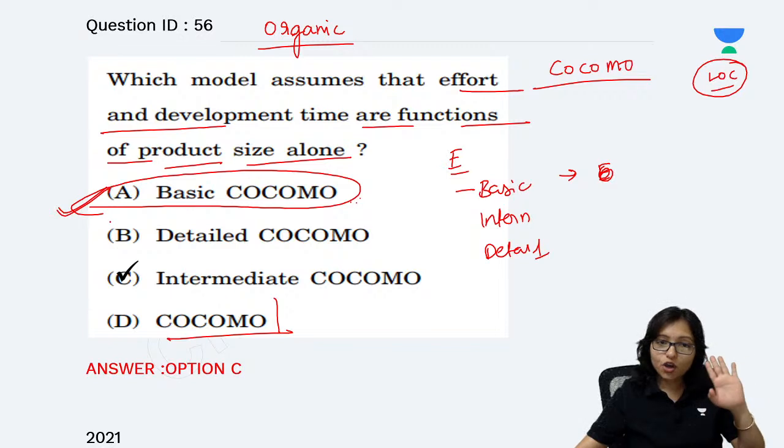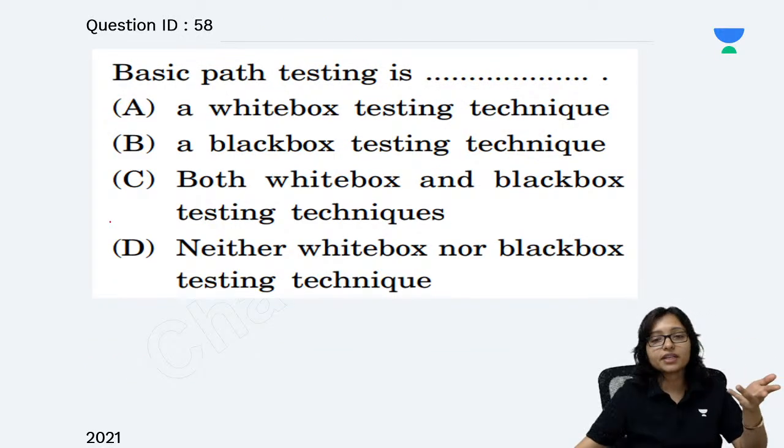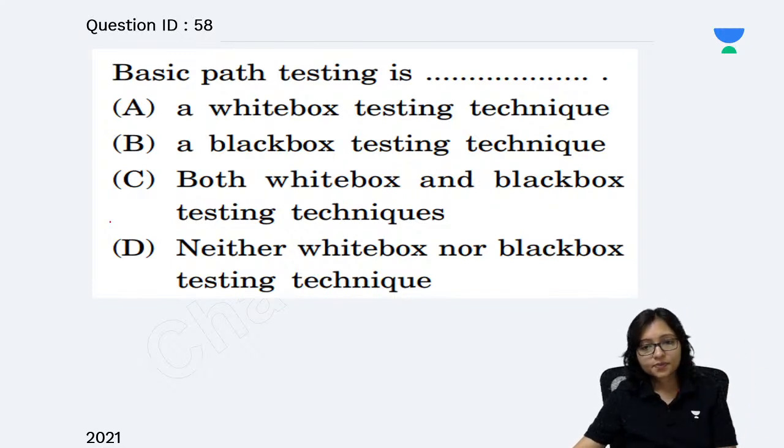Got it? Concept is clear. Why this is not, that should also be defined. It is the correct answer. Option A is the correct answer. Okay. Poonam, how should we prepare?